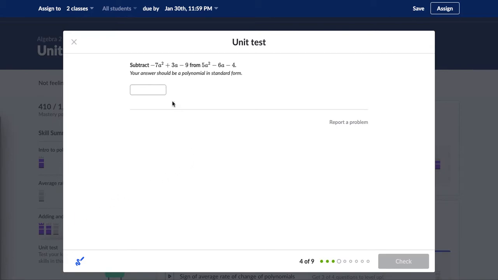All right, so subtraction. Subtracting polynomials is something that certainly comes up in the assessment that's coming up. So subtract this polynomial from this polynomial, right? That means this minus this, okay? And typically that's the way it's going to be presented to you. So what we have is 5a squared minus 6a minus 4. That's one polynomial, and we're going to subtract negative 7a squared plus 3a minus 9.